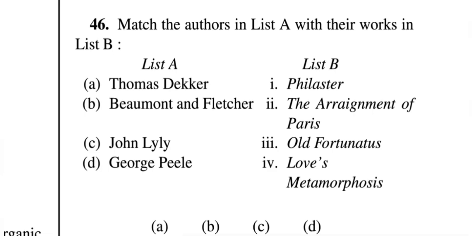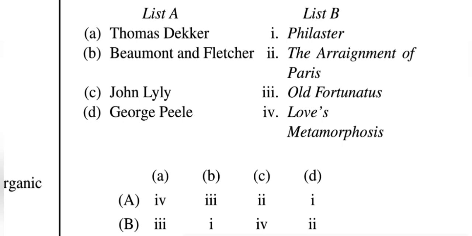So the correct answer of this question will be B. That means Thomas Dekker will be related to Old Fortunatus, B1, Beaumont and Fletcher, Philaster, C4, John Lyly, Love's Metamorphosis, D2, George Peele, The Arraignment of Paris. Got it? Number B is the right answer of this question.